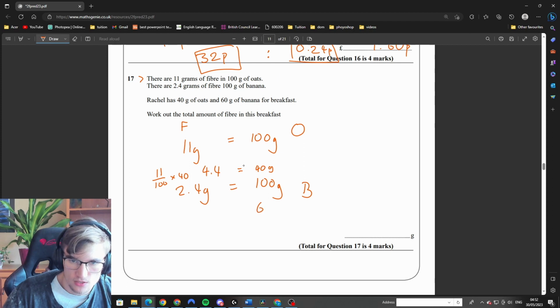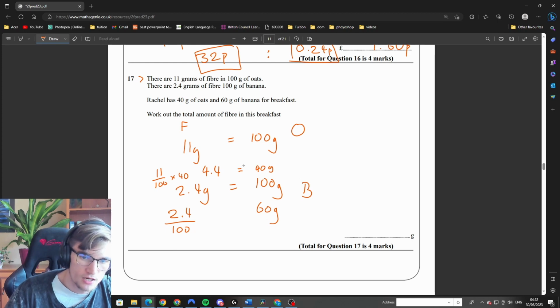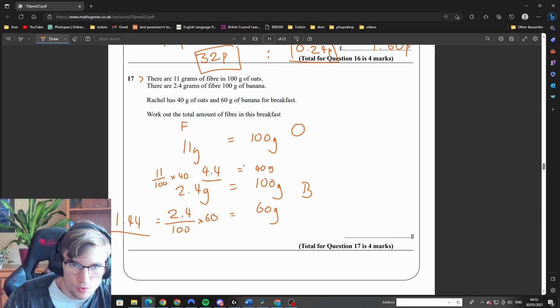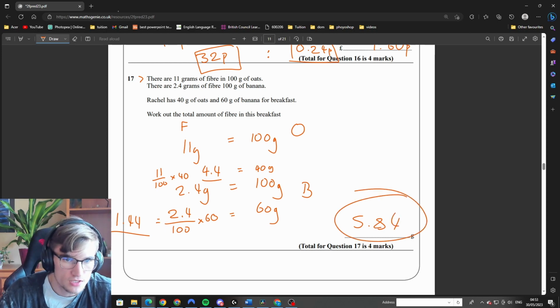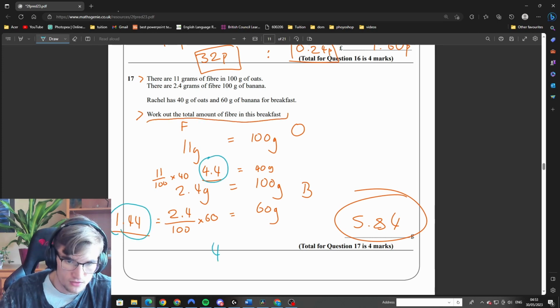Now, what about the bananas? I'm told that there's 60 grams of bananas. I'll do the same thing. I'm just going to take 2.4. I'll divide it by 100 because I know that 2.4 equals 100. So to figure out what 1 gram is, I have to divide by 100. And then I'm going to times it by 60 straight away. Okay, which leaves me with 1.44. To add these two up together, and I get 5.84. Alrighty, I just added them together because they said work out the total amount of fiber in this breakfast. So I did 4.4 plus 1.44.